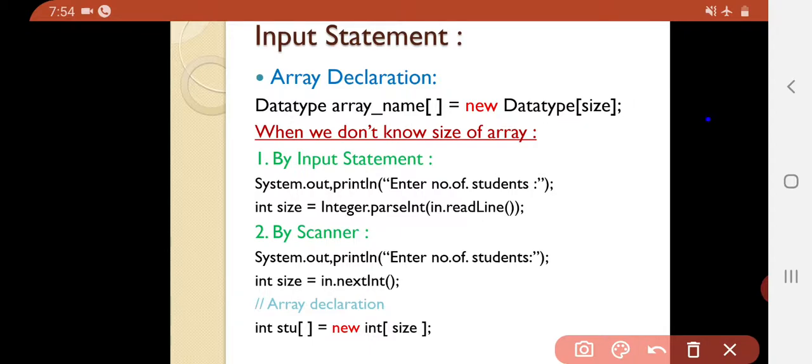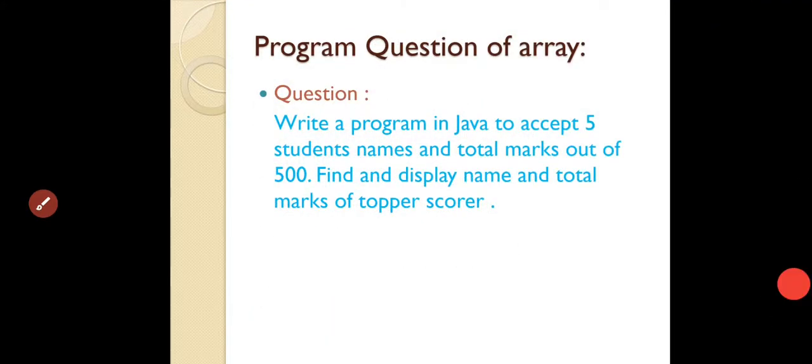See the next slide, what we are having. I'm going to tell you a few questions and how we are going to create that program. The question is, write a program in Java to accept 5 students' names. I'm taking 5 because it is easy to explain, and easy to show you all the 5 names with total marks. If I write 50, it is difficult to show you all. That's why I'm writing 5 only.